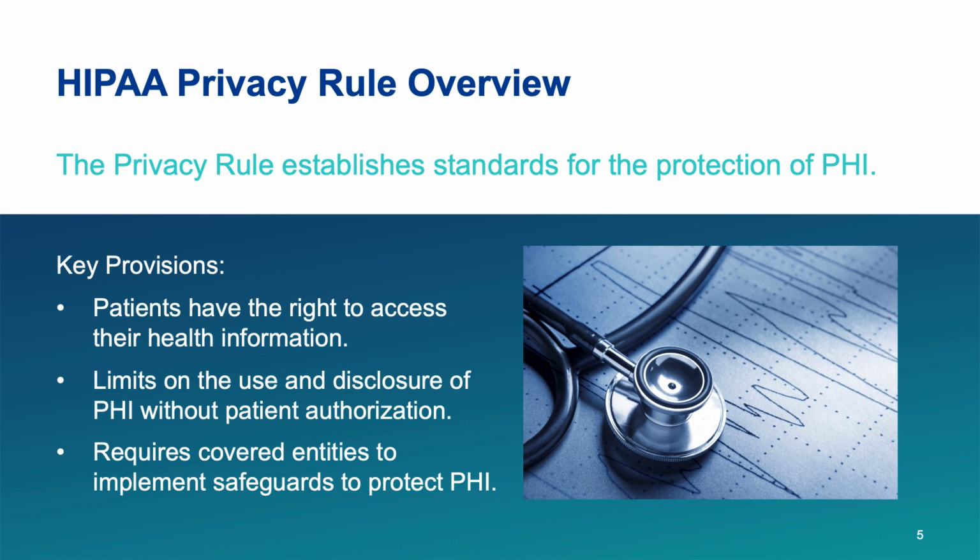The HIPAA Privacy Rule establishes guidelines for how PHI can be used and disclosed. It also gives patients important rights, such as the ability to access their health records, request corrections, and receive a notice of privacy practice. As healthcare professionals, we must ensure that PHI is only shared when necessary and with proper authorization.